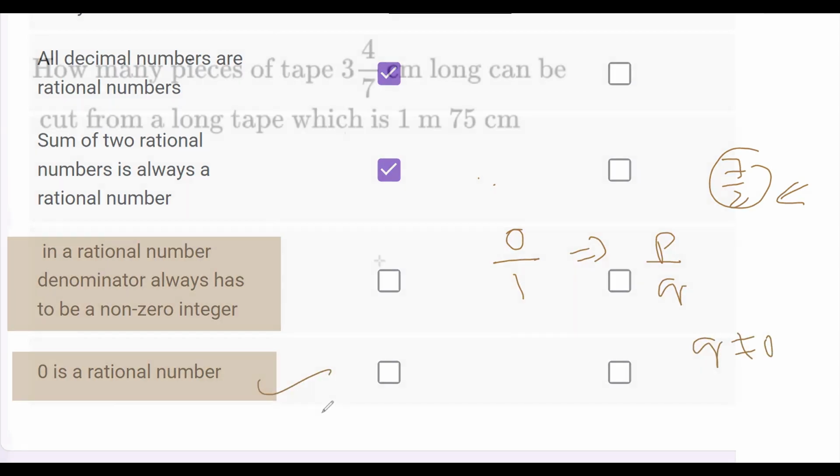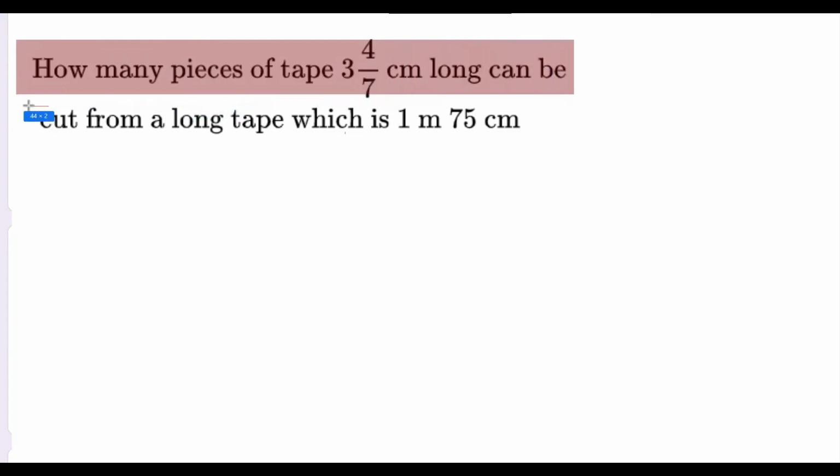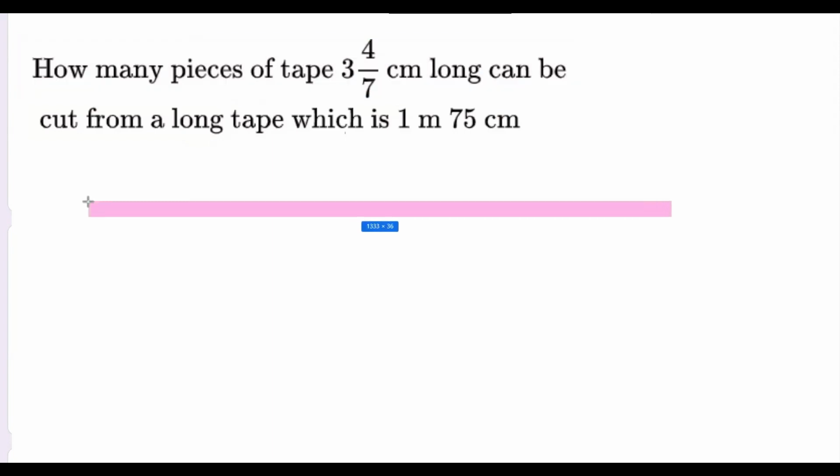The question is, how many pieces of tape of a given length in centimeters can be cut from a tape which is 1 meter 75 centimeters long? So let's say I make a tape. Let's say I took one tape. So this is the total length of the tape. If I write this in centimeters, 1 meter 75 centimeters is the same as 175 centimeters.